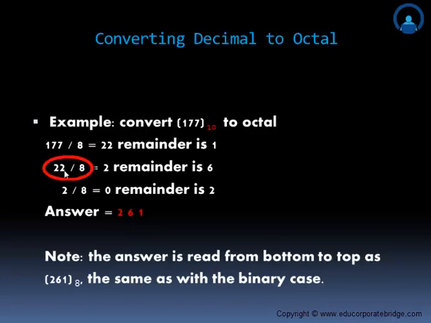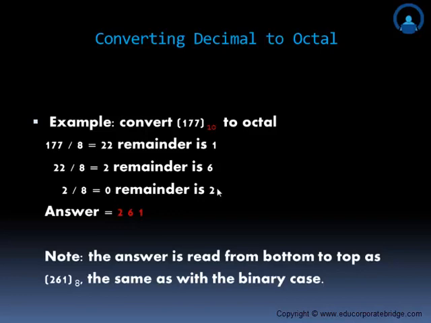After the division of 22 by 8, we get the coefficient as 2 and the remainder is 6. Now this 2 is again divided by 8, and we get the coefficient as 0 and the remainder as 2. That is, 8 zeros are 0 and the remainder is 2. Now we have got the coefficient as 0, hence the division is stopped here.